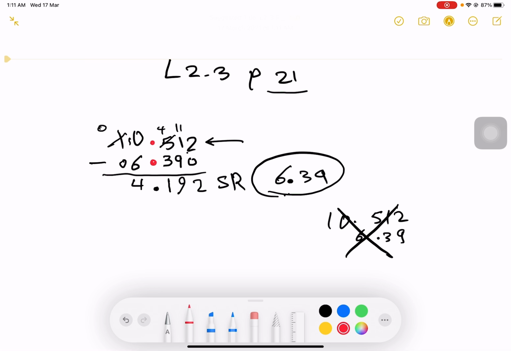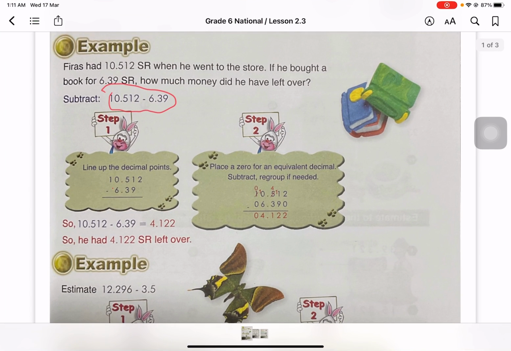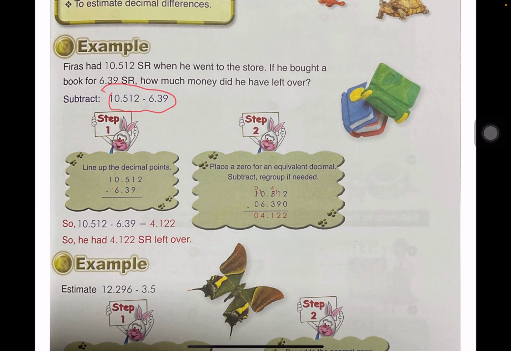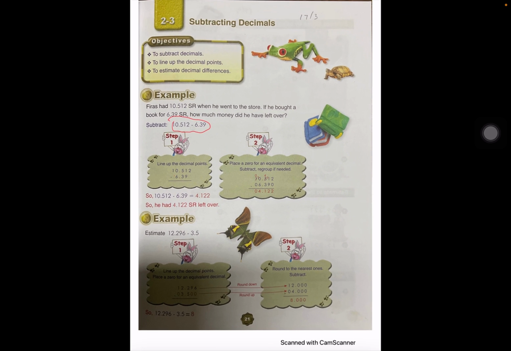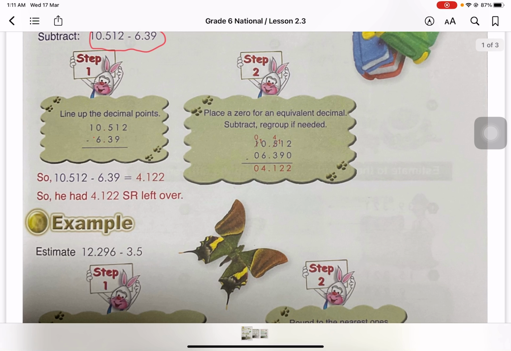Okay, let's go to the book again. Now, line up the decimal point. So when we subtract, please place a 0 for an equivalent decimal. If I don't have any digit here under the 2, I will put 0 here. I don't have a digit under the 1, I will put 0 for it. So subtract. So he had 4.192 riyal left over.